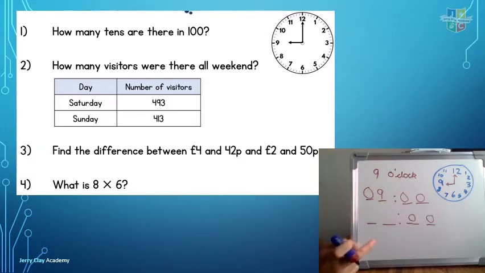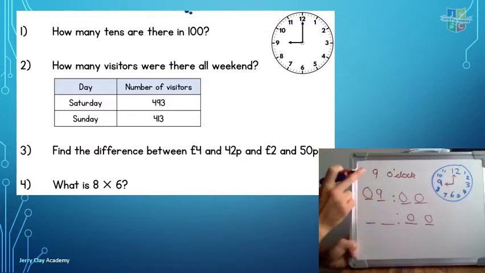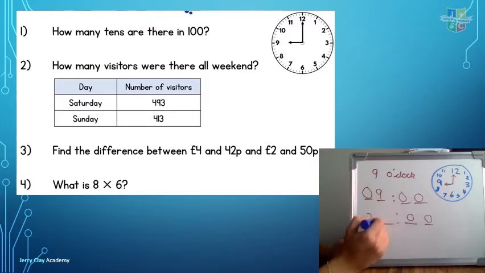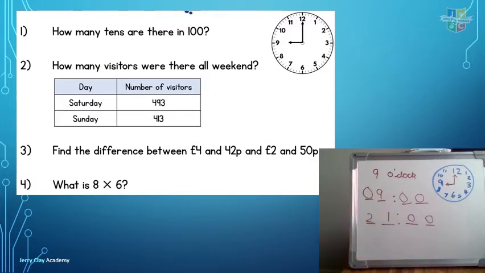And in order to turn it into PM, we would add 12. So 9 add 12 is 21. So it should be 2100 hours.